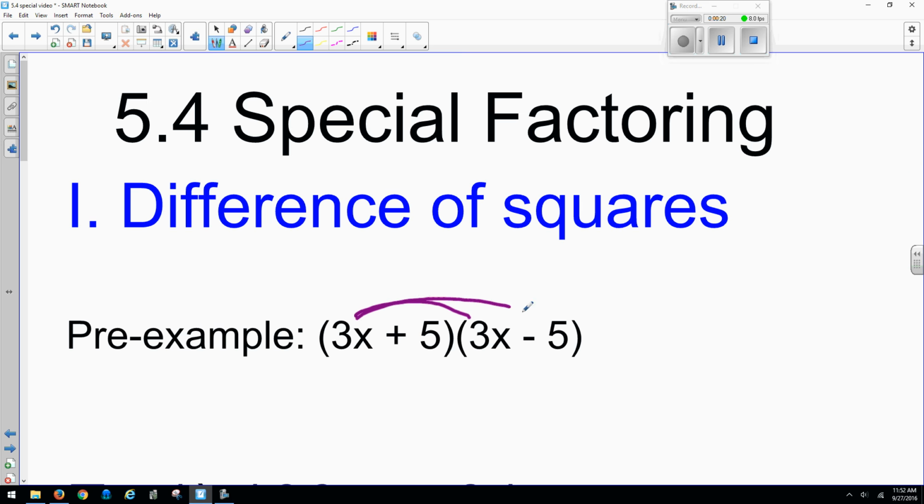So I'm going to use double distributive. I'm going to take the 3x and multiply everything in the second set of parentheses. So I have 9x squared minus 15x. Then I'm going to take the 5 and multiply that by everything in the second set of parentheses. So I have a positive 15x minus 25. And if you'll notice, these middle terms, when we go to combine like terms, cancel each other out. And I'm just left with 9x squared minus 25.